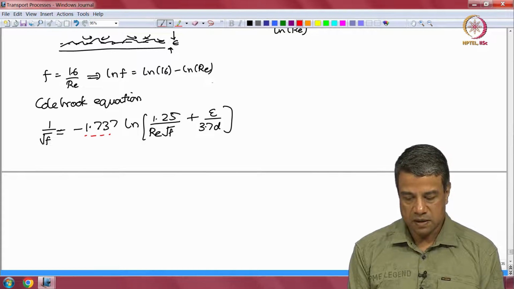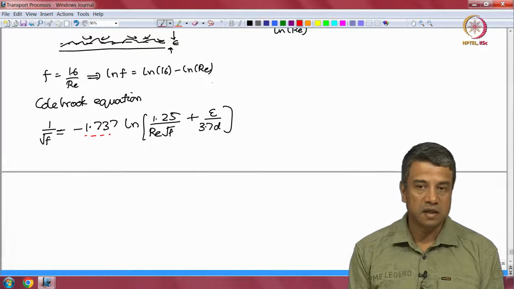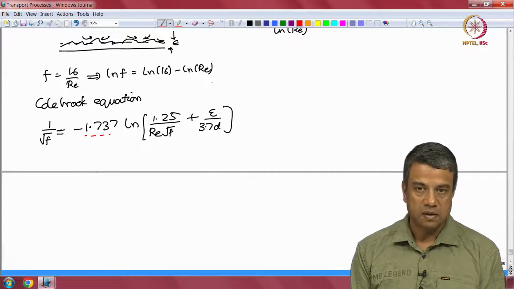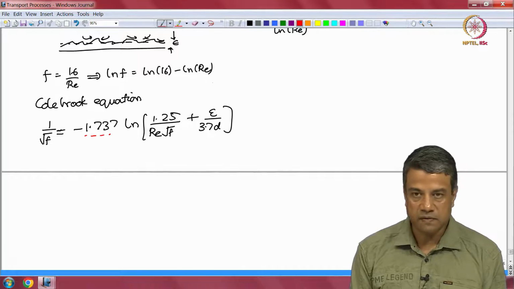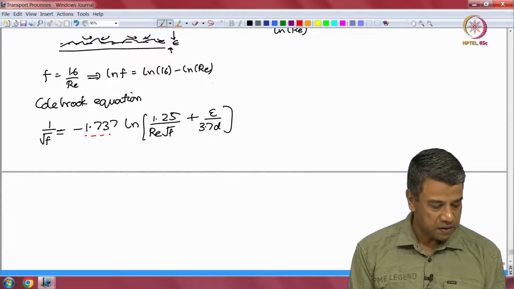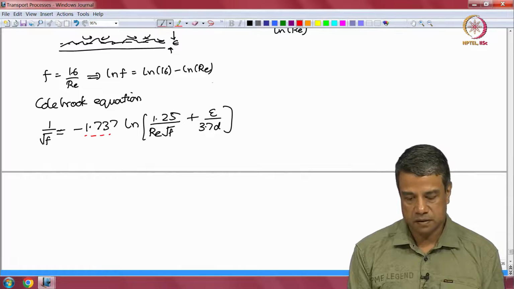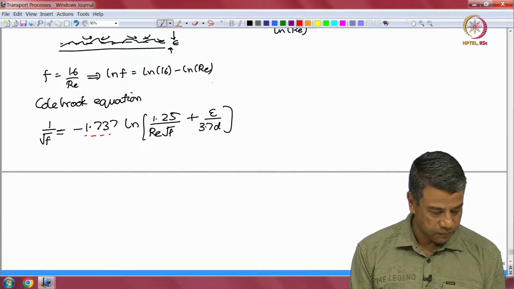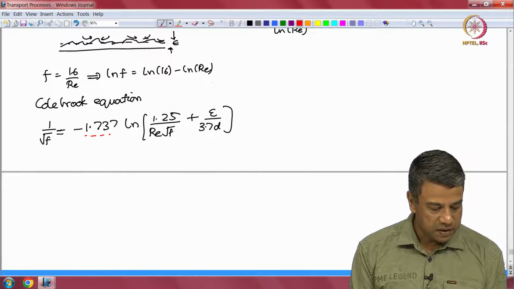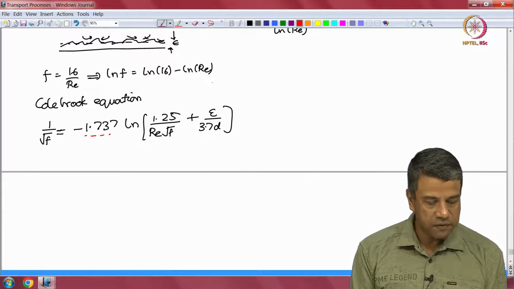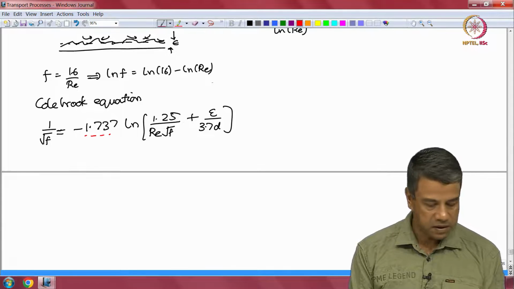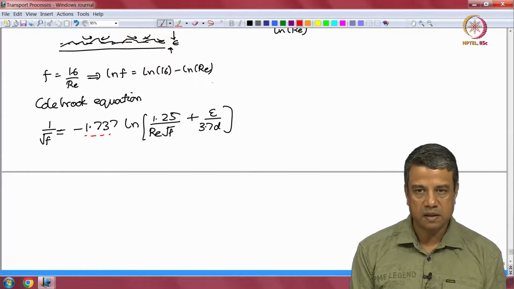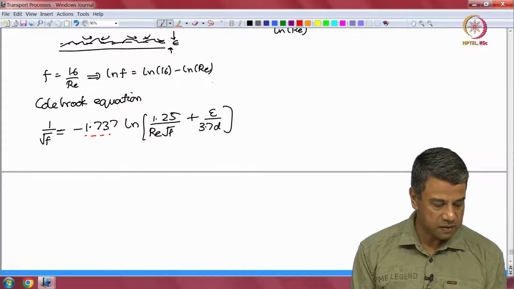On the right side you can see I have 1 over Re root f. So, the friction factor appears on both the left and the right sides. So, you cannot explicitly solve this for the friction factor. However, this is an explicit equation for the velocity if the friction factor is given. I get that by just substituting the values of the friction factor into this equation.